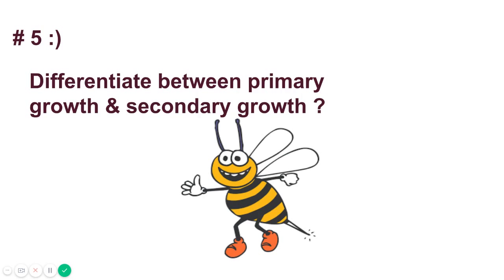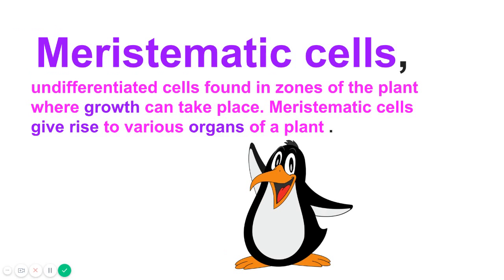Question number 5 is, differentiate between primary growth and secondary growth. First of all, you should know what a meristematic cell is. Meristematic cells are undifferentiated cells found in zones of the plant where growth can take place. Meristematic cells give rise to various organs of a plant.